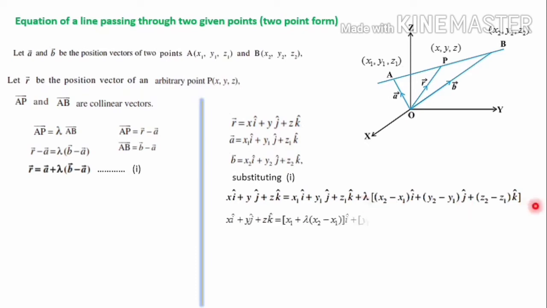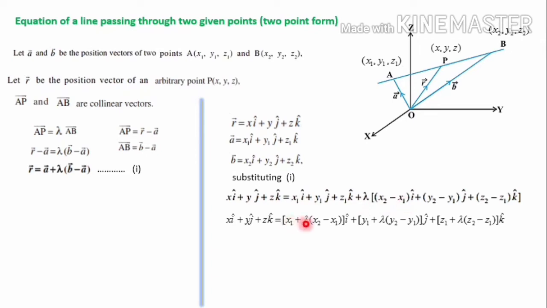Lambda is outside, that is written. That is equal to xi plus yj plus zk is equal to, on the right side a little bit of pairing we have to do. That is the i components: here one x1 is there, here lambda into x2 minus x1 is there. So we have to take them together.